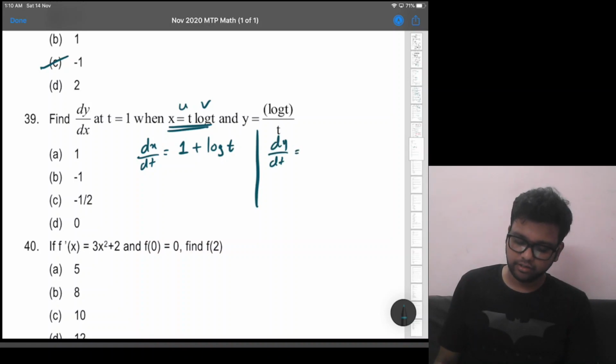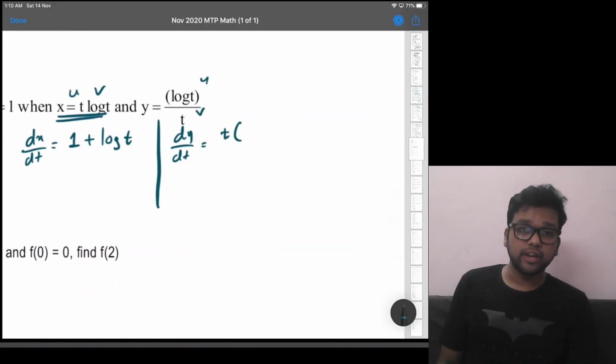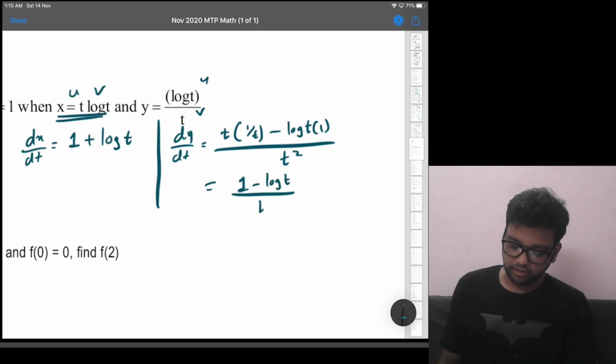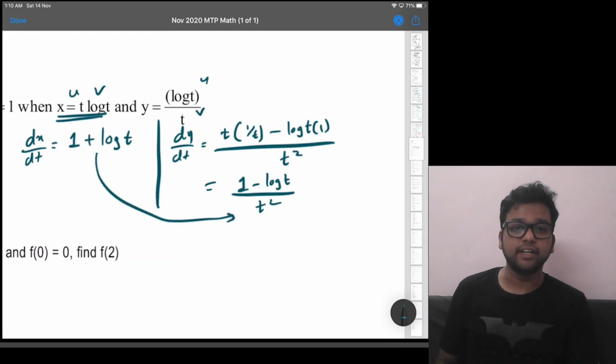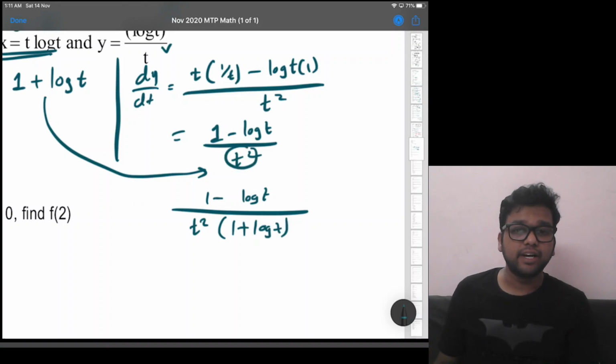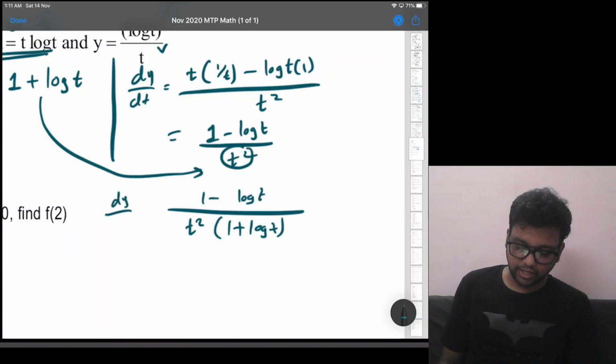And dy by dt will be what? Now here we'll have to use u by v rule. So it will be t into derivative of log t, that is 1 by t, minus log t into derivative of t, that is 1, divided by t square. That is t by t is 1, minus log t upon t square. Now we know that dy by dx is going to be dy by dt divided by dx by dt, right? So dy by dt, which is 1 minus log t, divided by dx by dt, which is t square into 1 plus log t. This t square as it is, and dx by dt in denominator. So this is our dy by dx.